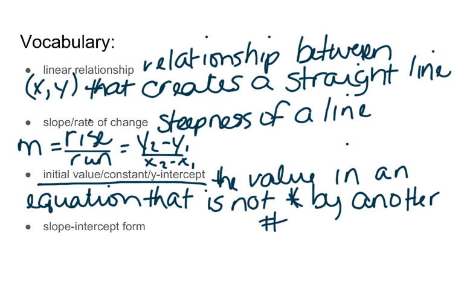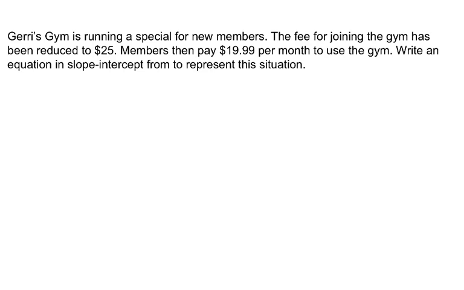Okay, last but not least, slope-intercept form is y equals mx plus b. The m is slope, the b is y-intercept. So the only good way to do this is to jump right in. Let's look at this first problem.